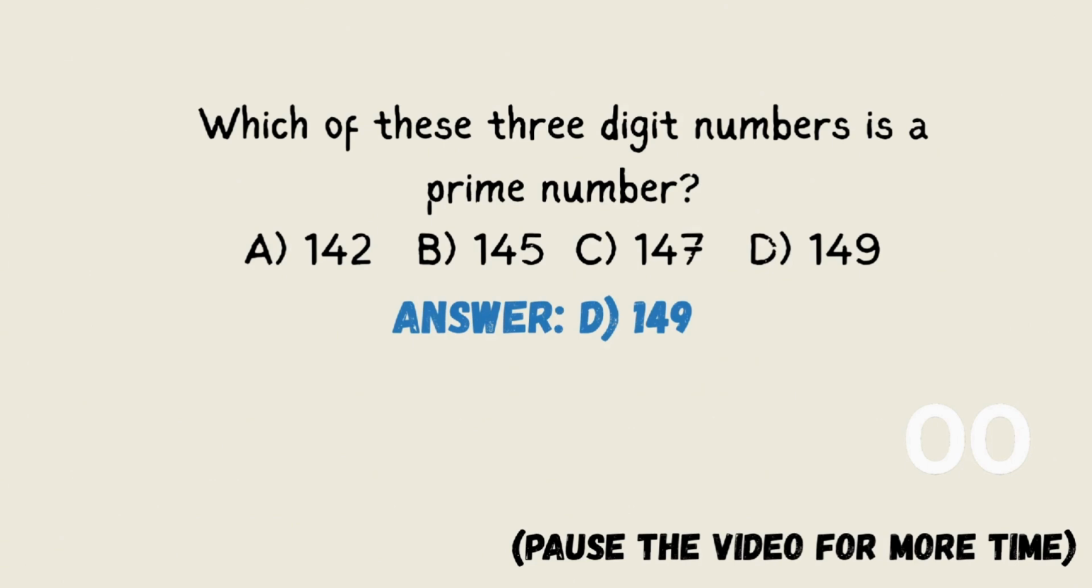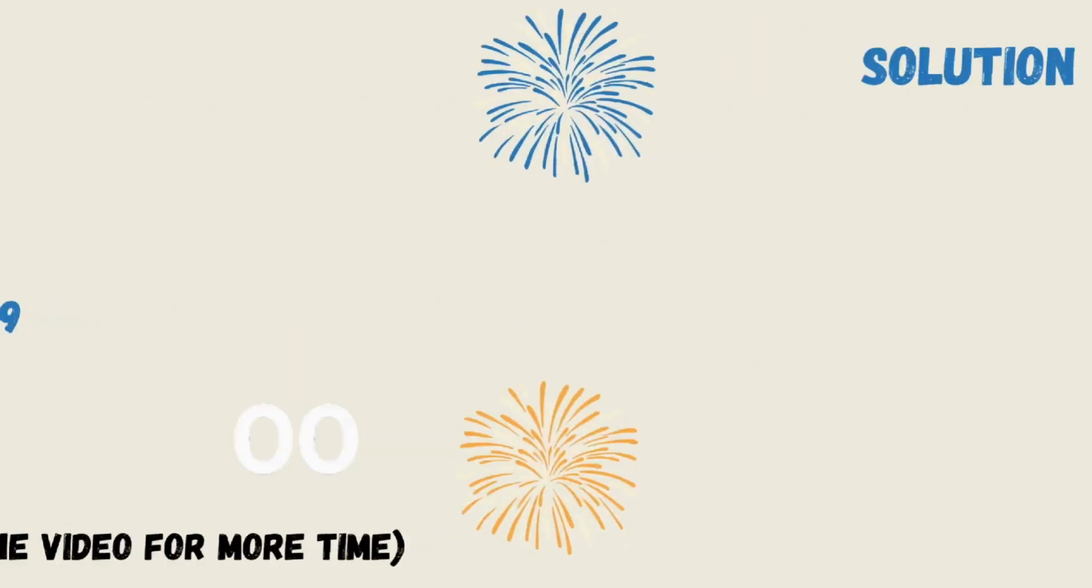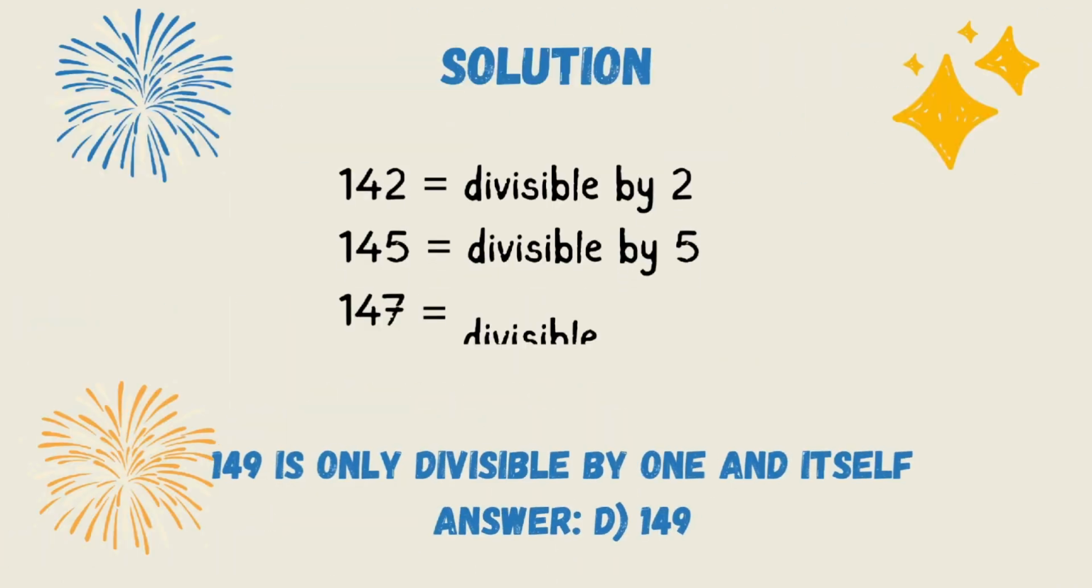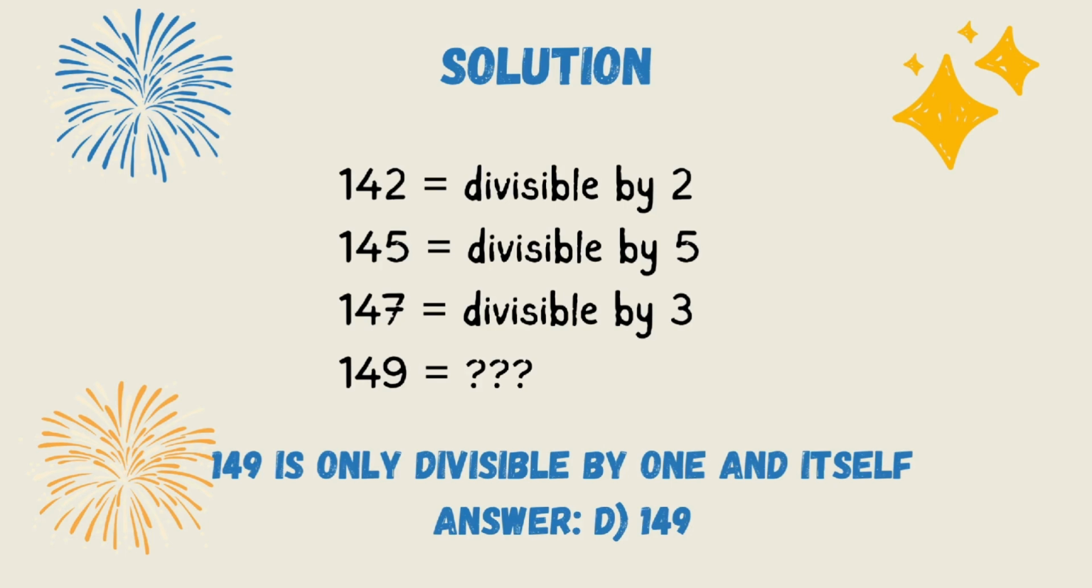And the answer is D, 149. Did you get it? And here's the solution. All of the other numbers except for 149 are divisible by something other than 1 and itself. So that makes 149 the only prime.